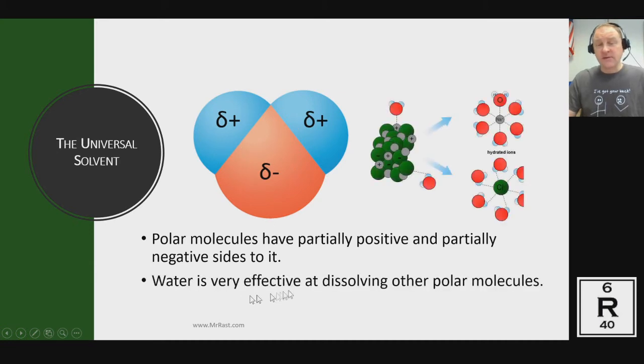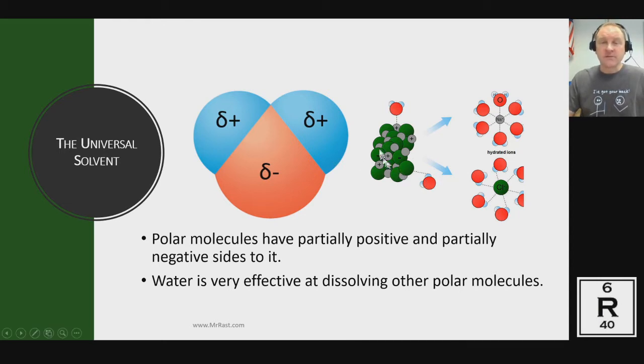Water is very effective at dissolving other polar molecules because opposites attract. So if the positive side is attracted to a partially negative side of another molecule, they will surround them and dissolve them in the water. That's what makes water a good solvent.